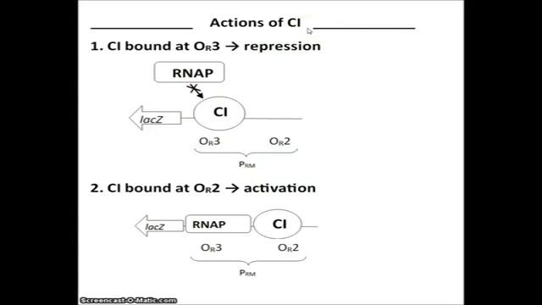C1 has two modes of action. First, C1 protein, when bound at OR3, represses transcription. It does this by preventing RNA polymerase from binding to promoter PRM. Alternatively, if C1 is bound at OR2 beside adjacently bound RNA polymerase, then it activates transcription. So C1 can either repress or activate transcription of LacZ.